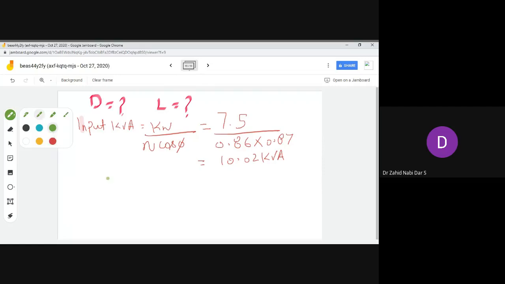Now you have to see, I told you the kW value you will assume 0.96.